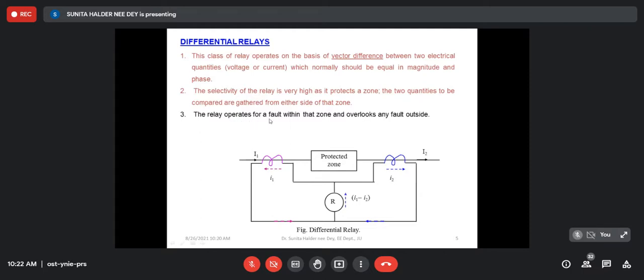The relay operates for a fault within the zone. It should overlook any fault outside. So if the fault is within the zone, so the fault is here, then only the relay operates, because in that case the direction of current will change, the current through this CT will change. But if the fault is here, then obviously current in this zone will be in this direction, and the outgoing in this zone will be in this direction, so the direction of current will not change. So the differential relay will overlook that fault, so it will not operate for any external fault. External fault means fault outside the protected zone.